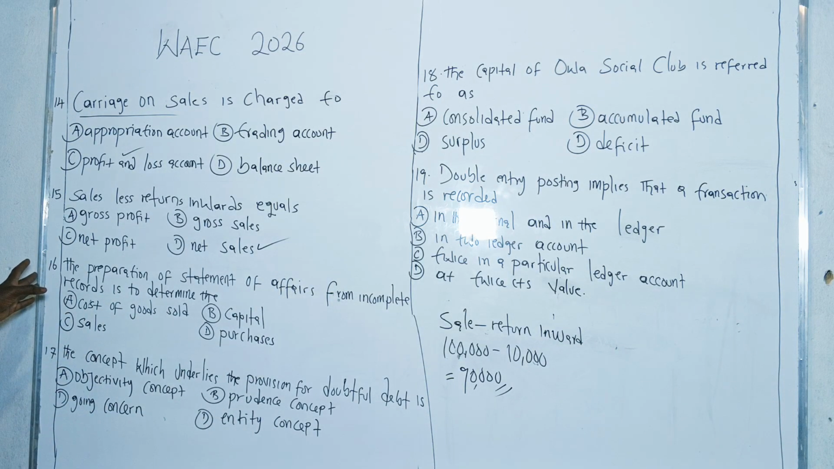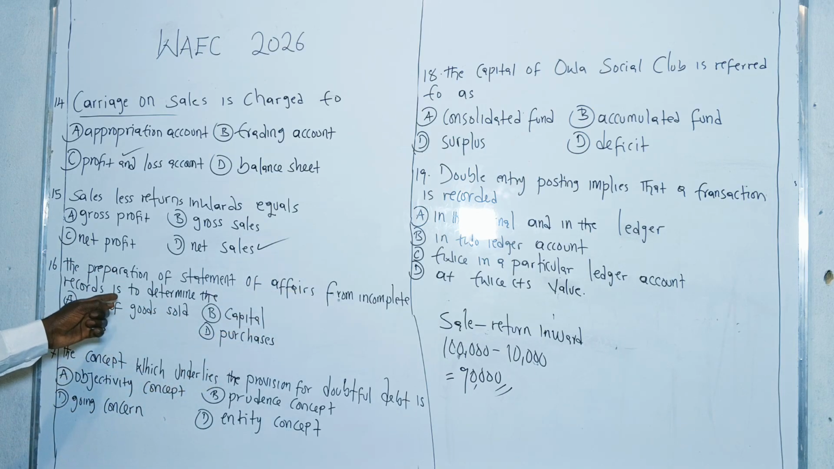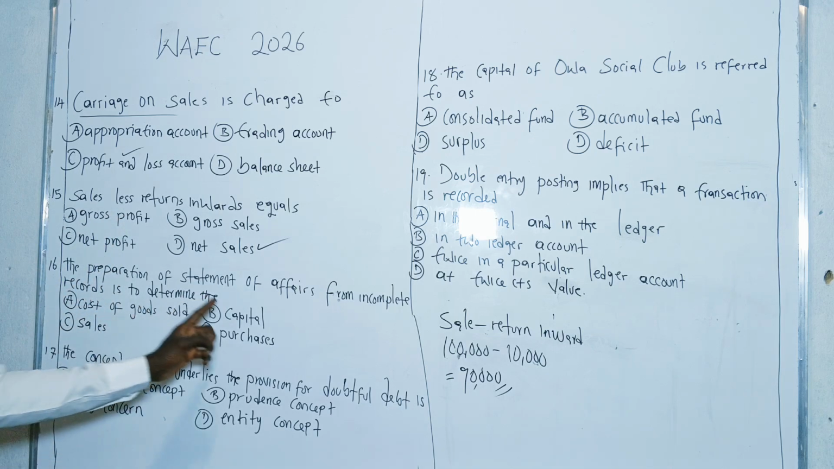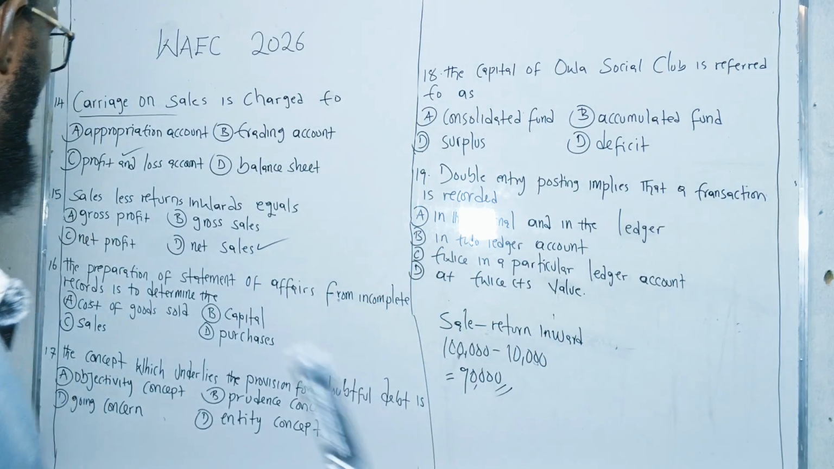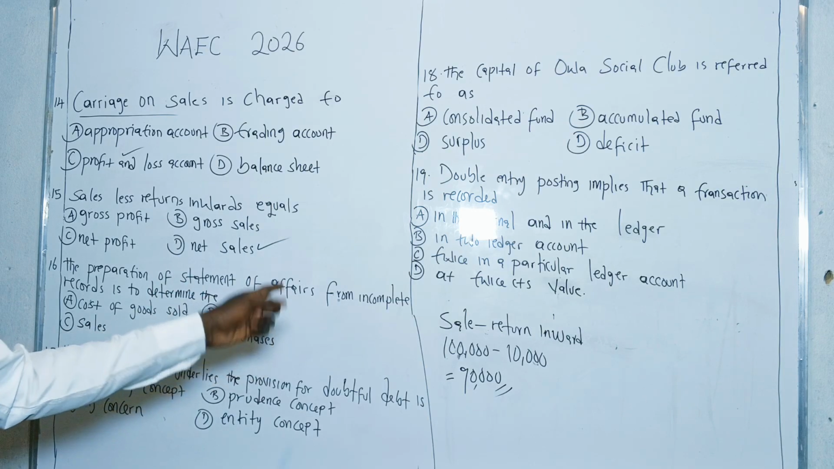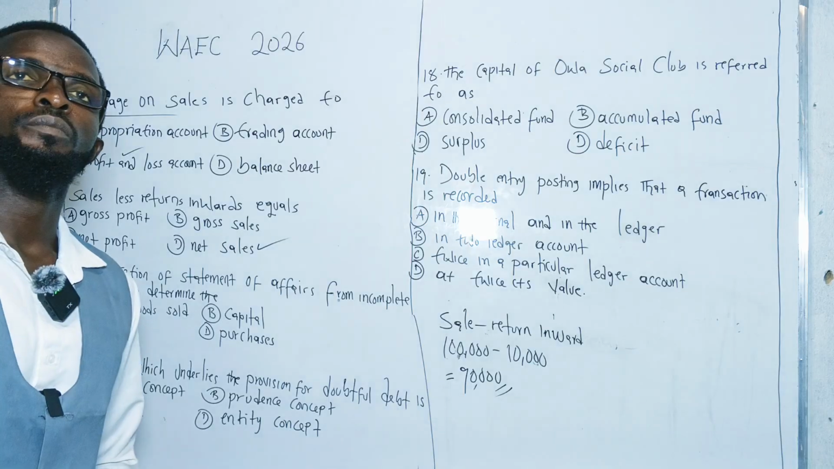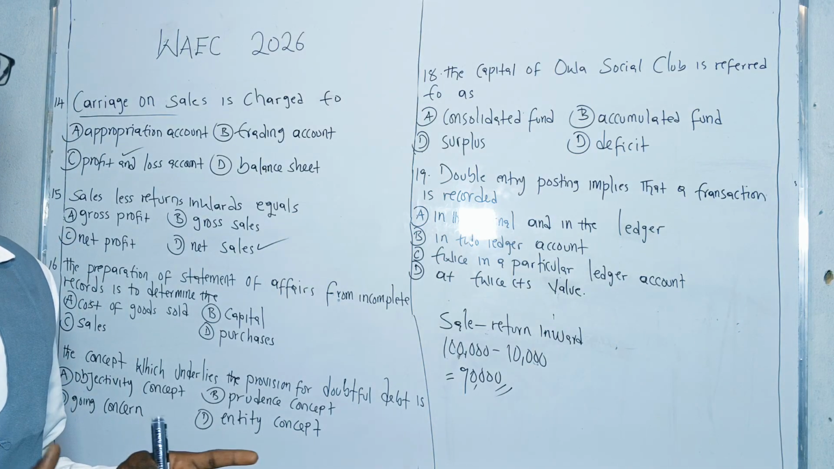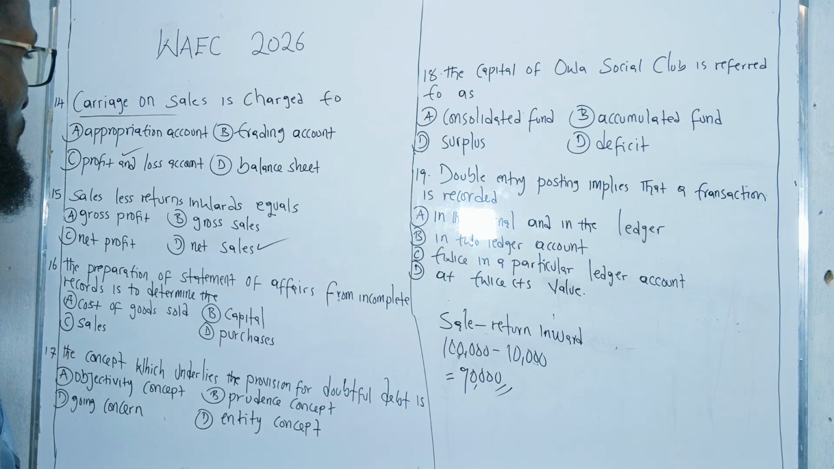Then question 16 says the preparation of statement of affairs from incomplete record is determined by A. Cost of goods sold, B. Capital, C. Sales, D. Purchases. Look at the question. The preparation of statement of affairs from incomplete record is determined by capital. You know, in the preparation of incomplete record, you might not be given a capital, so you want to determine the capital.